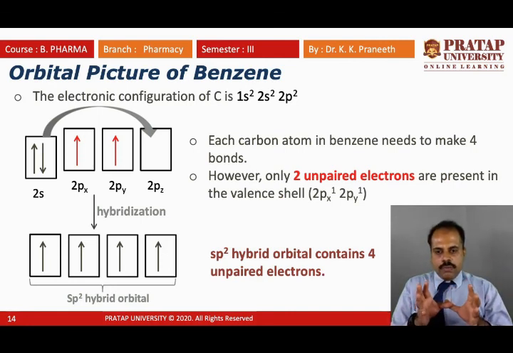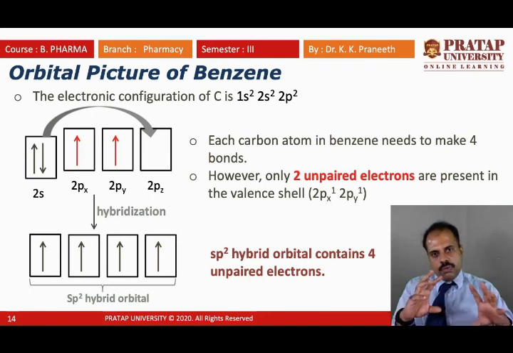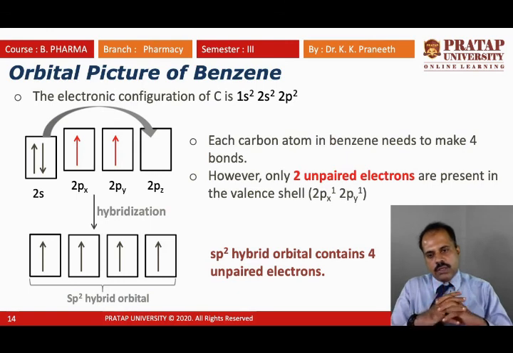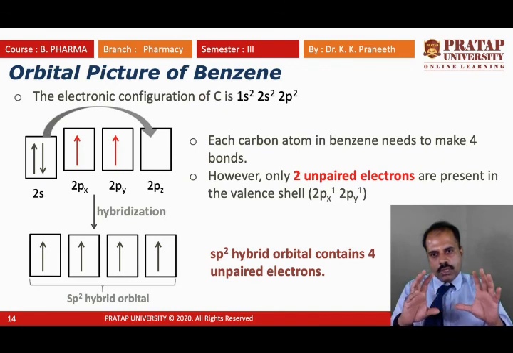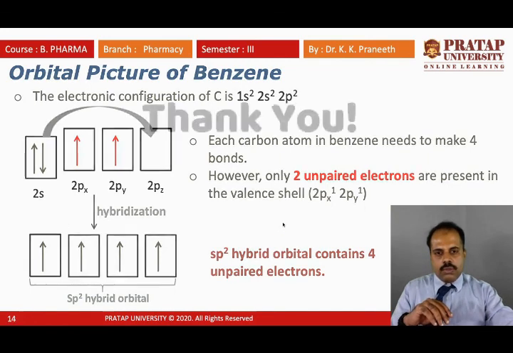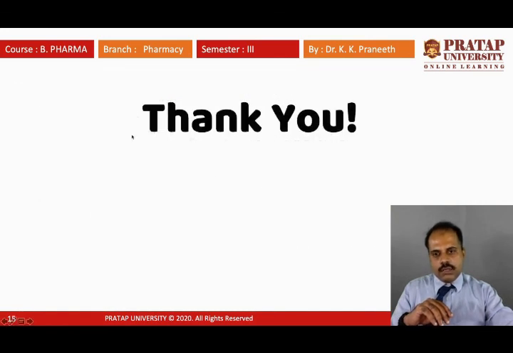This one we will see in the next class: how to make the 4 bonds and how to get the complete orbital picture of benzene. So this is for today's session. In the next class we will see how to make the orbital picture of benzene by using these hybridized orbitals. So I will see you in the next class, and I thank all of you for your attention.